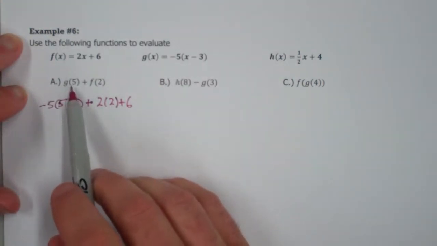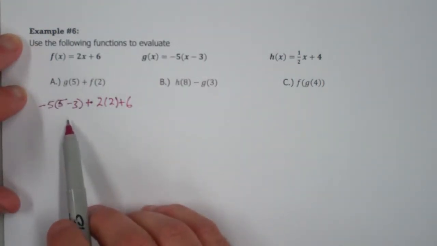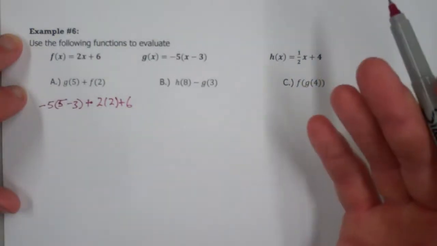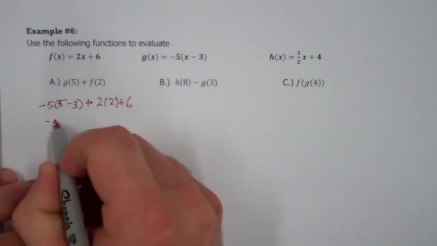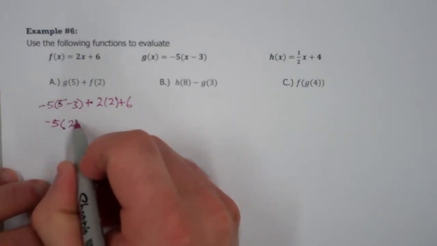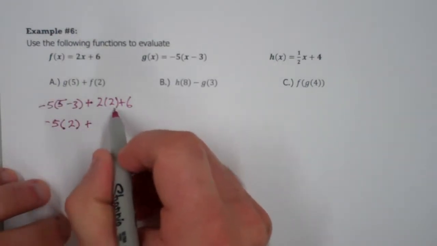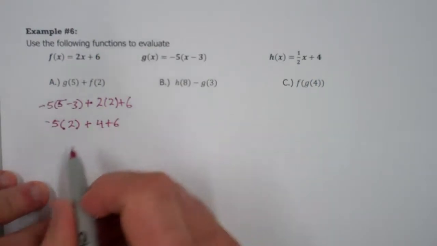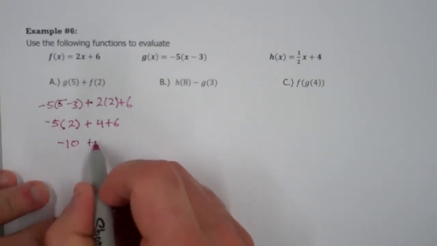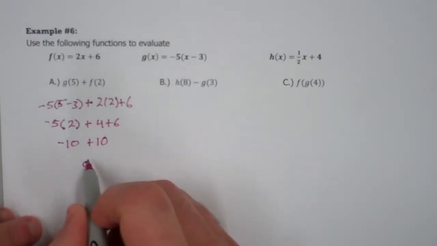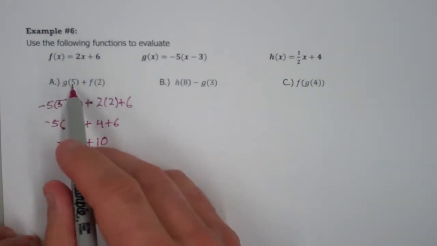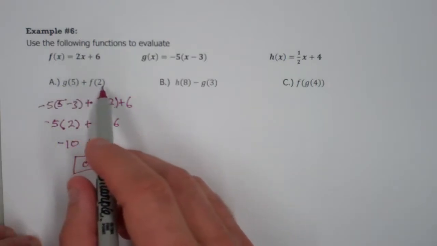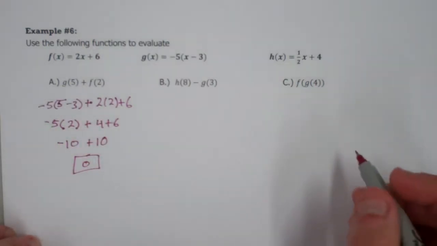You could also do g at 5 first, figure out what that value is, find f at 2, figure out what that value is, and then just add them together. Here we can just do order of operations though. 5 minus 3 is 2. 2 times 2 would be 4. So we've got negative 10 plus 10, which is 0. So when we add these two functions that are evaluated at 5 and 2, respectively, we get 0.